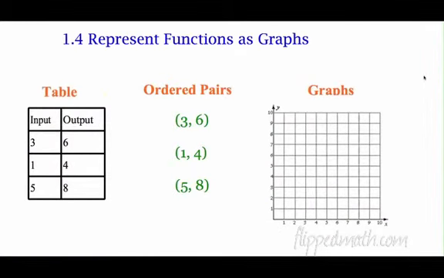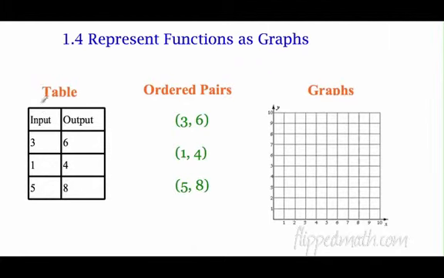All right, so 1-4, we're going to talk about representing functions as graphs. A lot of this is stuff that you probably already know or should know, but we cover it anyway because we've discovered that a lot of you don't know it. The first thing we're going to talk about is three different things: a table, ordered pairs, and graphs. We can represent all these things. They're all the same, just three different ways to represent them.